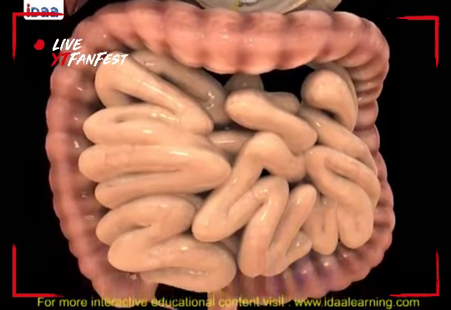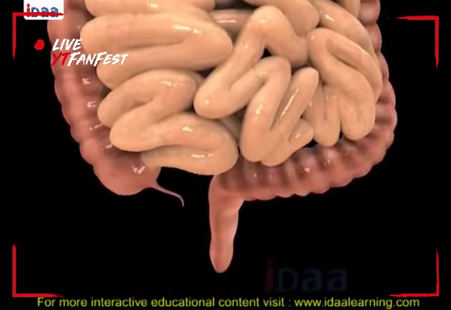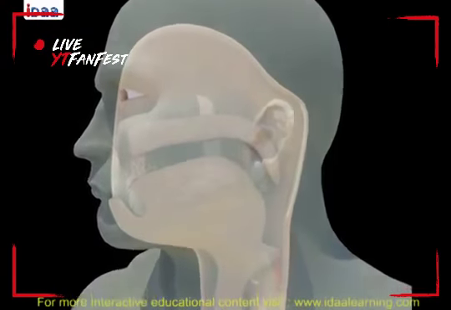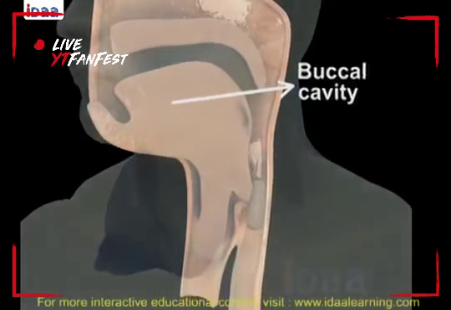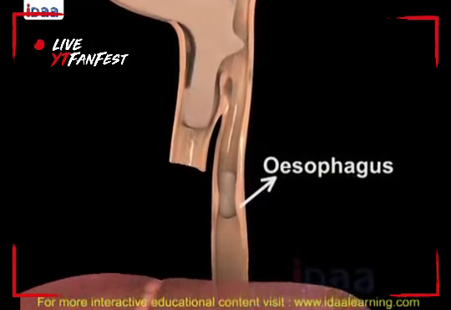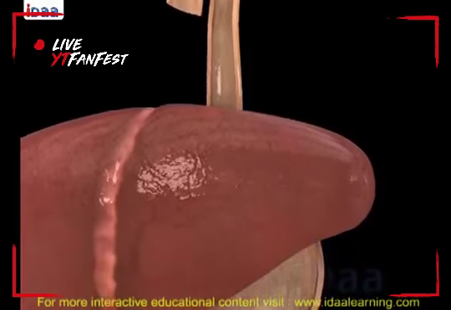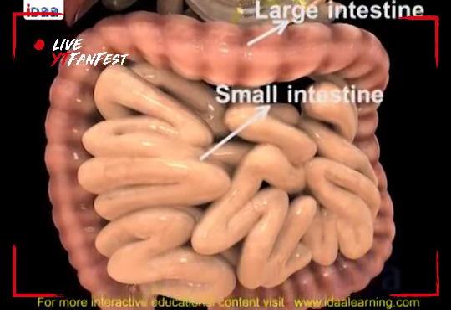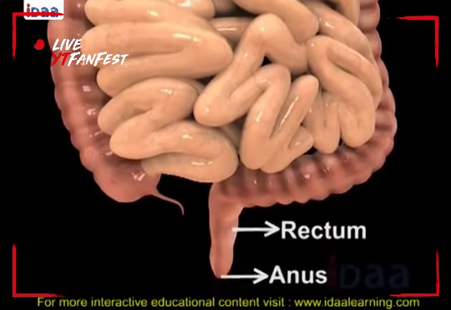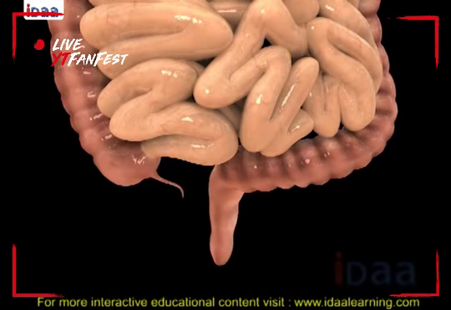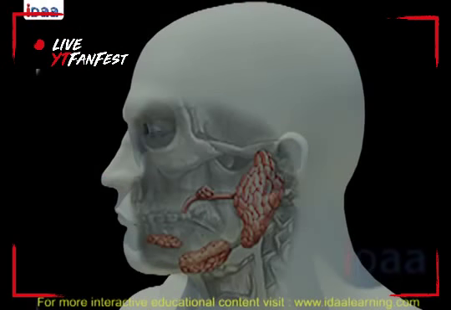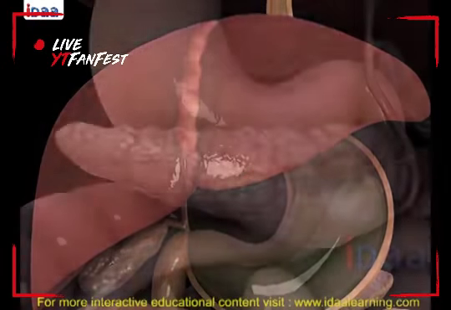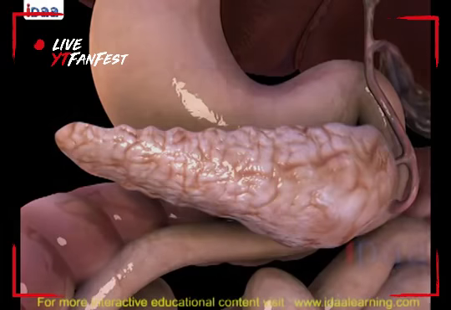This canal is called the alimentary canal or the digestive tract. The parts of the alimentary canal are the buccal cavity, esophagus, stomach, large intestine, small intestine, rectum, and anus. The food gets digested gradually as it passes through the various parts of the tract. Digestive juices secreted by the salivary glands, liver, and pancreas also aid digestion.